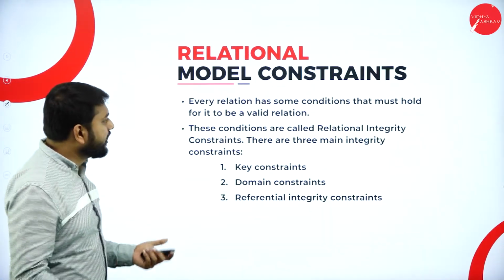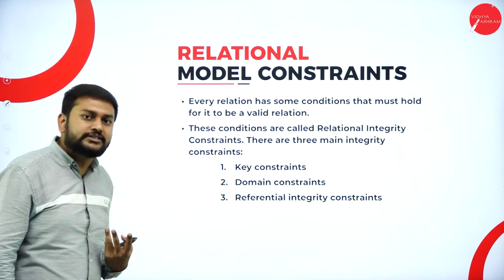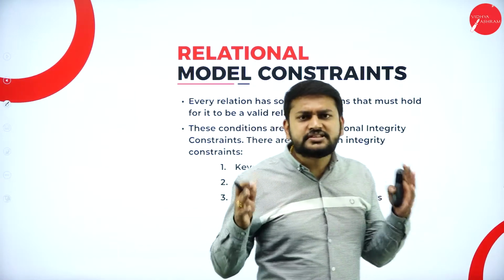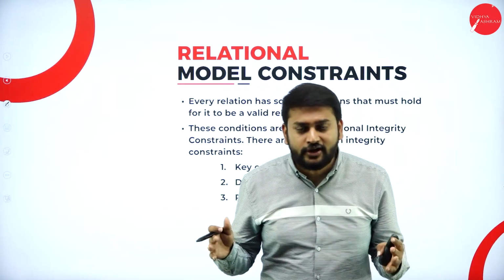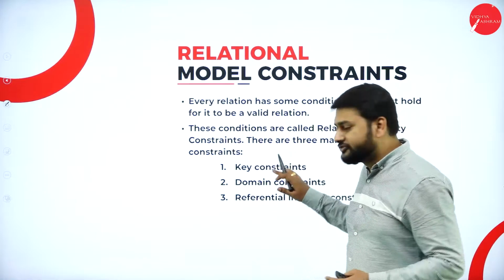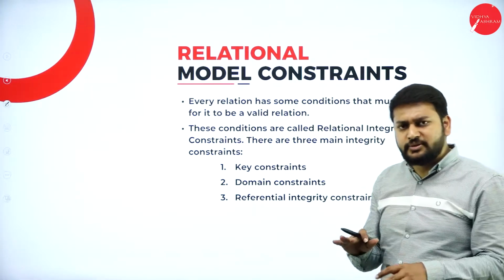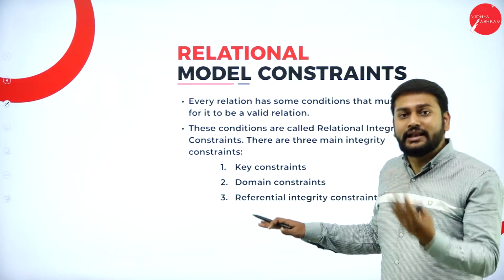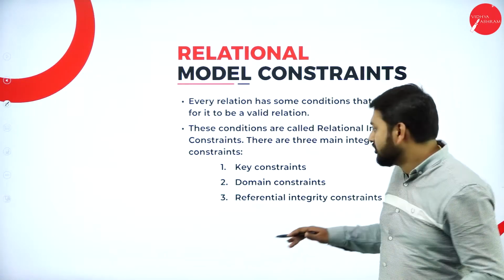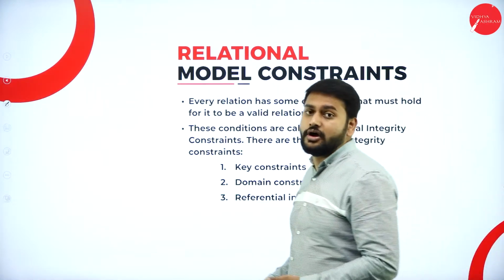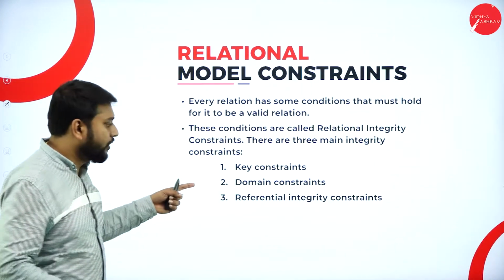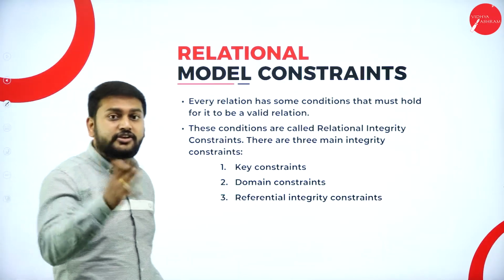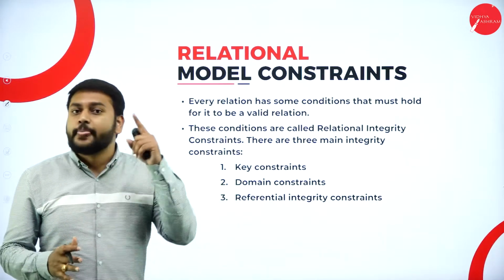The next one that we have is all about the constraints. When it comes to SQL, we have discussed 6 different types of constraints. Here we have 3 different constraints. It's similar to what we have discussed there. Quickly, I'll explain it to you all. The first one is the key constraint, the second one is the domain constraint, and the third one is the referential integrity constraint. These are the 3 different types of constraints that we have.